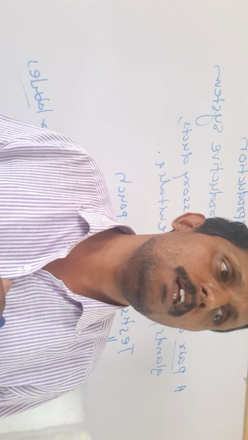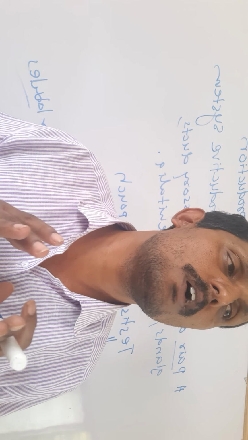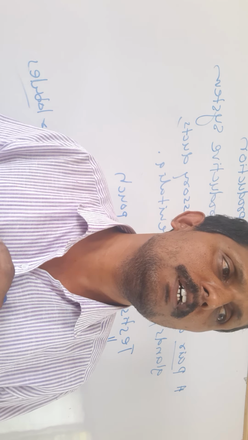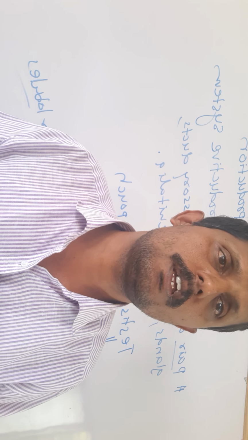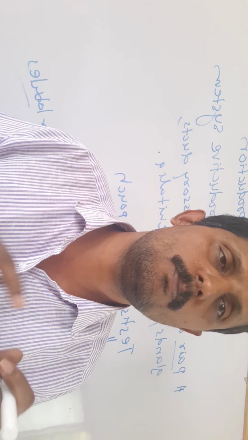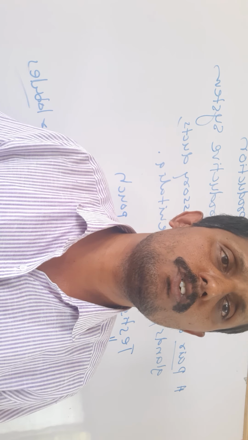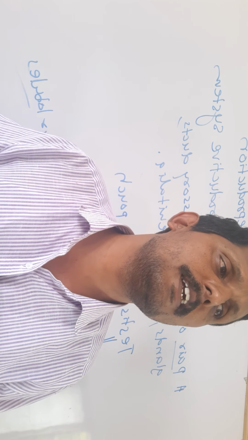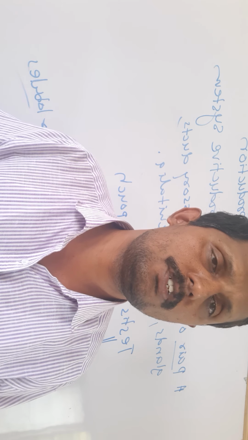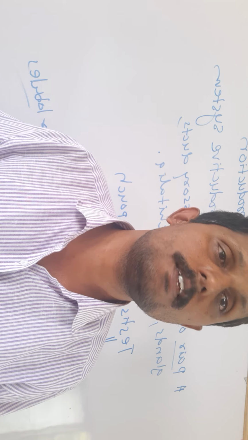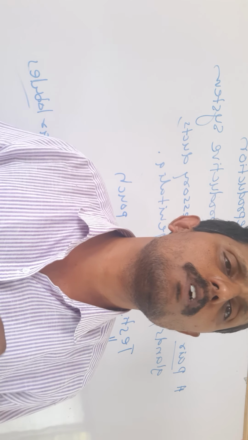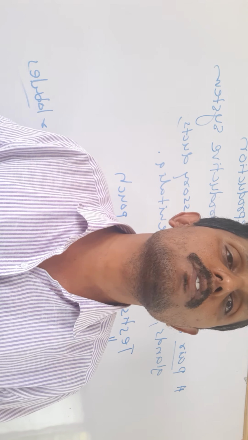Now, this is the structure of the testis. The testis is connected with accessory ducts for carrying the sperms onwards from the testis. These accessory ducts are the rete testis, vasa efferentia, epididymis, and vas deferens. So this is the structural importance of the testis.